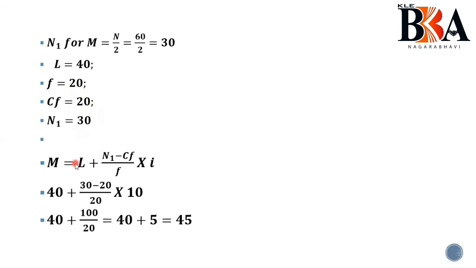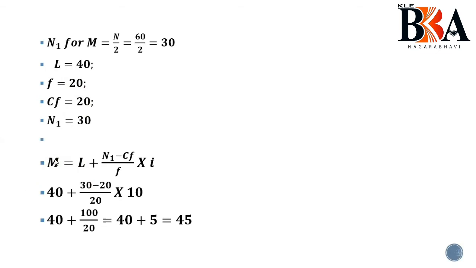Now you have to implement your median formula. Fine. So the median formula is M equals L plus N1 minus CF divided by F, into I. For your continuous series, this is the formula you will be using in your median calculation. Understood? That is the step I have taken here.